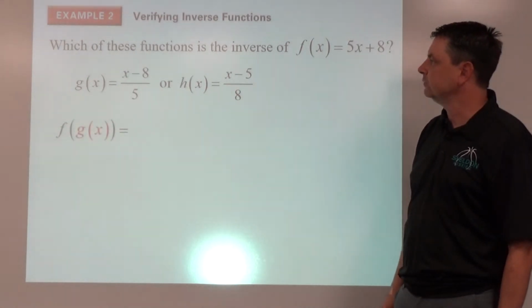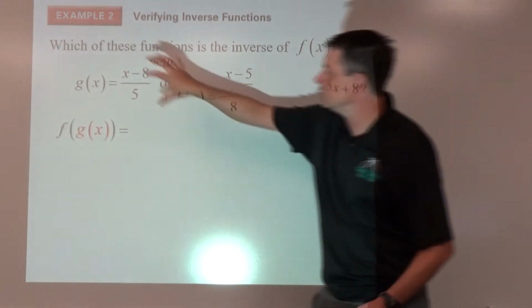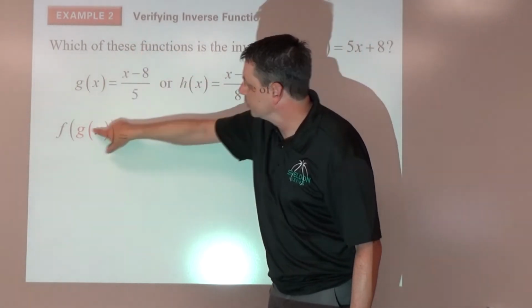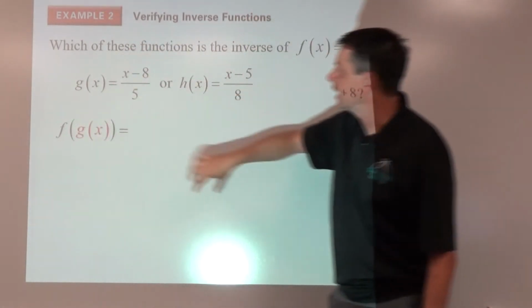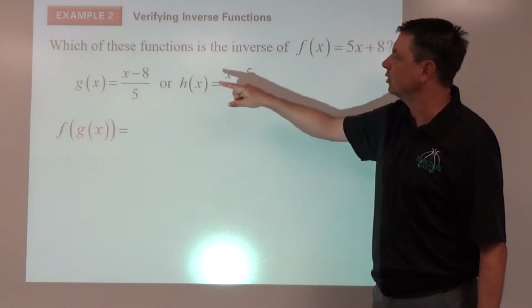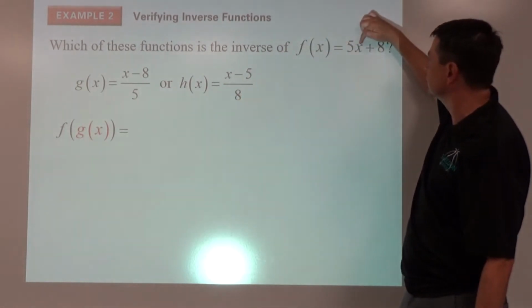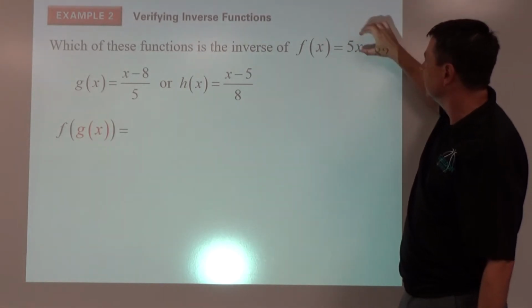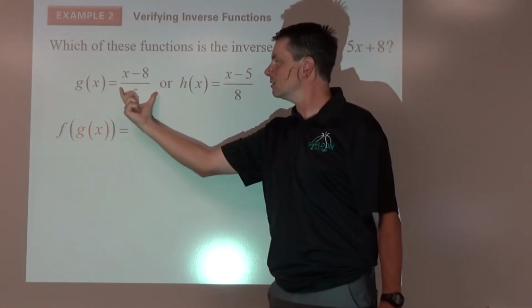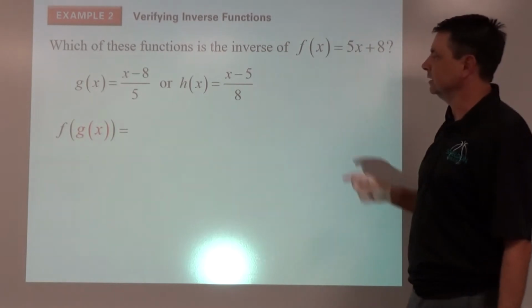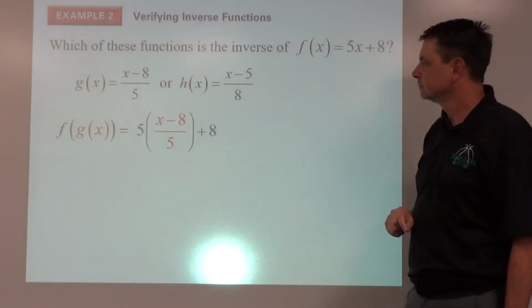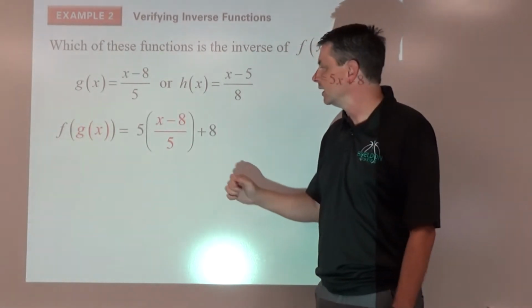So f of g of x, we're going to take the g of x and plug it into f. So the g of x, the x minus 8 over 5, replaces all the x's in the f function. So we're going to get 5, replace this with this, plus 8. So let's see if we can simplify that.